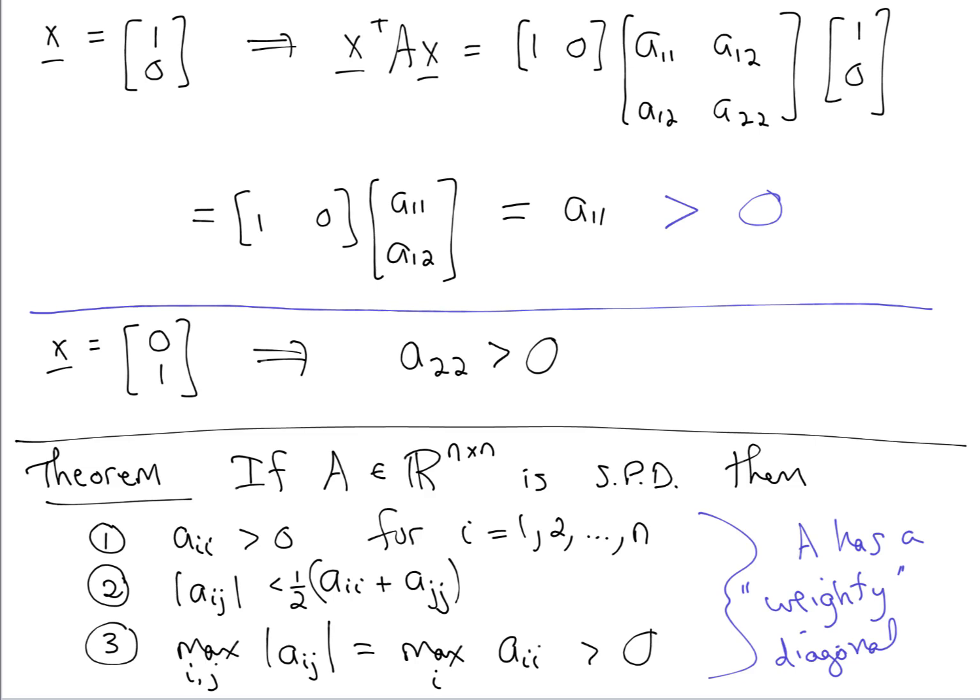So this is not a mathematically precise statement, but intuitively this is the idea, that a symmetric positive definite matrix has its weight on the diagonal. We'll look a little bit more at properties of symmetric positive definite matrices in the next lecture, but this should give us a feel of what it means.